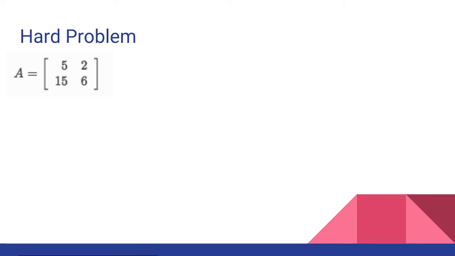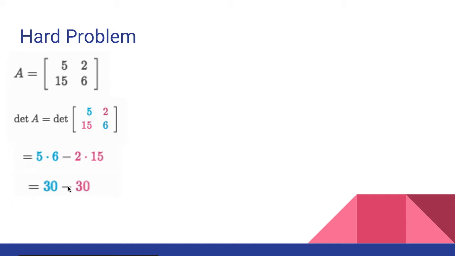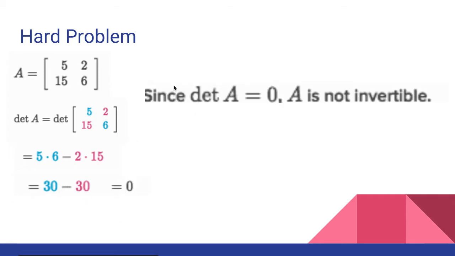And then a hard problem would be 5 and 6, and you subtract them. You get 30 minus 30, which is 0, which means that it's not invertible because it equals 0.